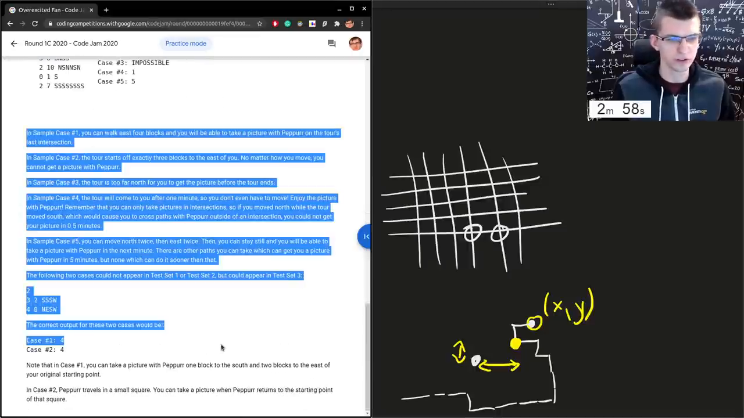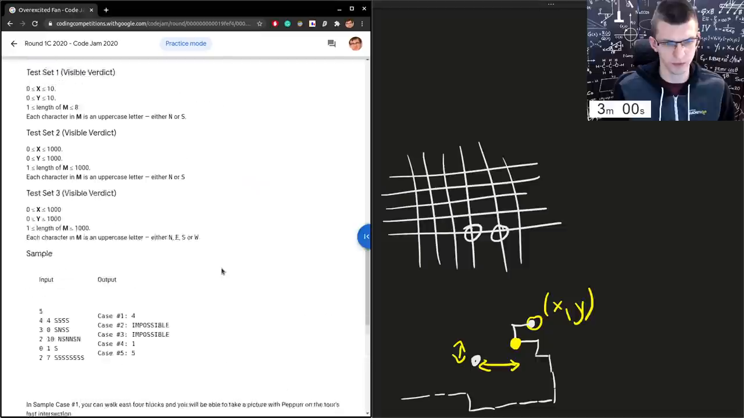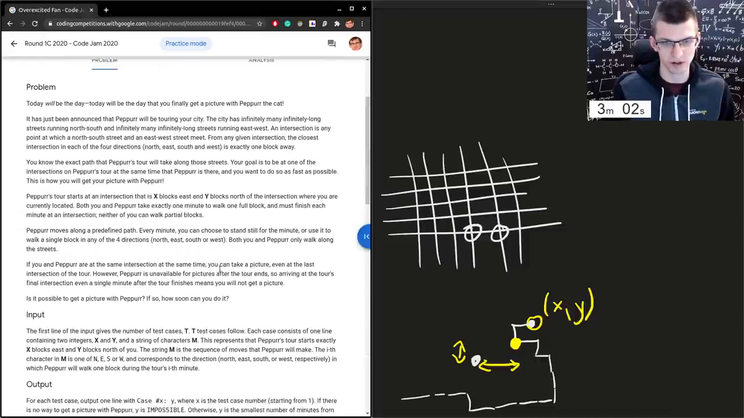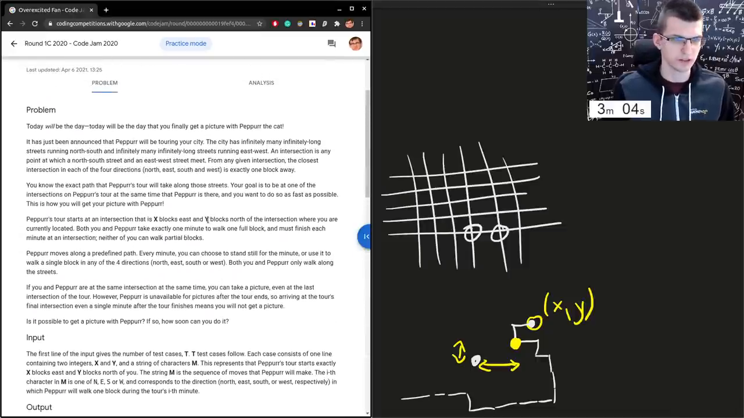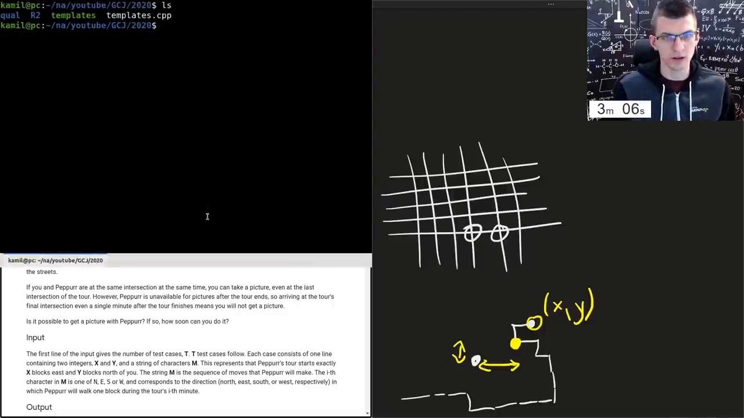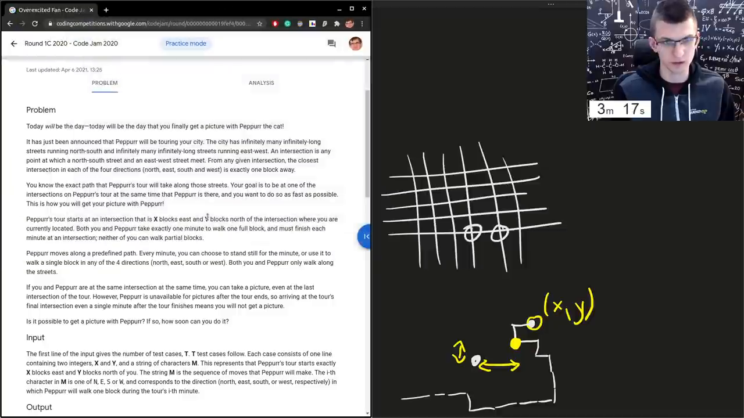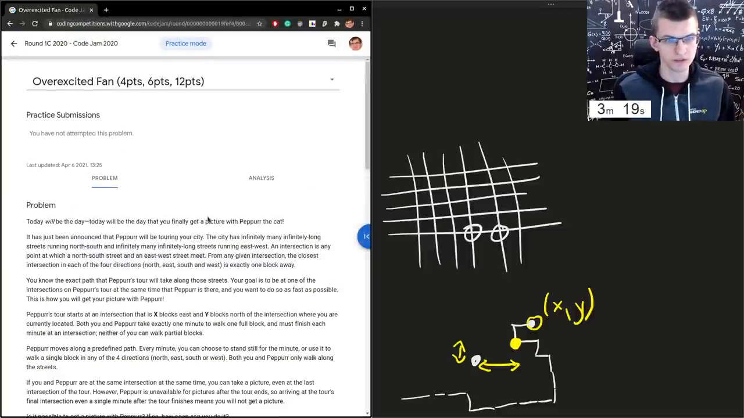And I'm not going to read all of this. It would take me a lot of time. I assume that I understand the statement right. So then I can just start coding. And this is 1C. And let's copy the templates. No, the problem name is fun.